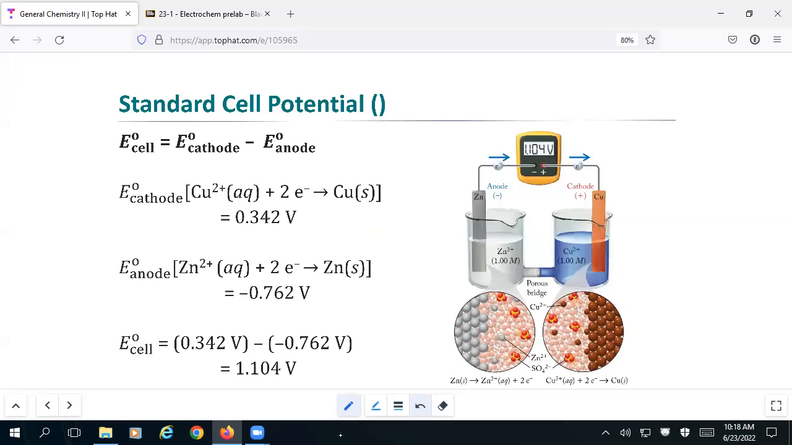And so, like I said, when we put those two together, that's where we can get 1.104 volts in total as that standard cell potential.